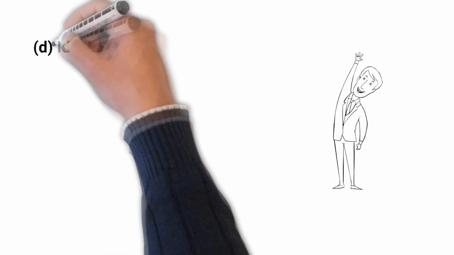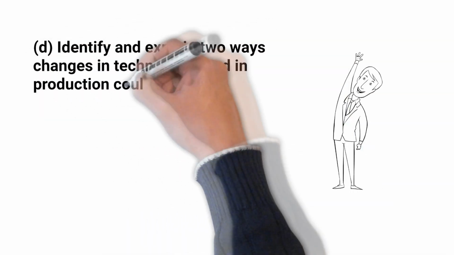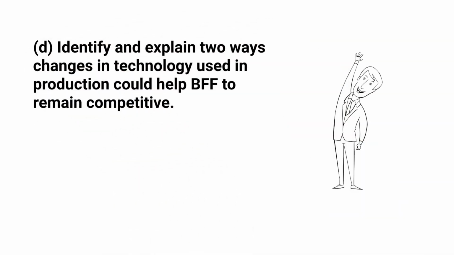Moving on, the next question is to identify and explain 2 ways changes in technology used in production could help BFF to remain competitive. Okay, this is another knowledge and application question, but you must include an analysis point. This is the outcome. Points might include 1. Machines replace labor, helping improve its income statement so less wages need to be paid. 2. A wider range of products such as screens to appeal to more customers or markets.